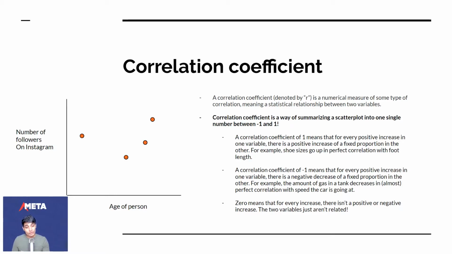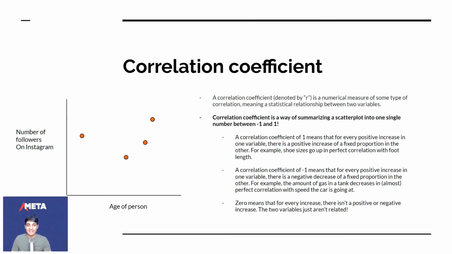A correlation coefficient of -1 means that for every positive increase in one variable, there's a negative change of a fixed proportion in the other. For example, the amount of petrol in a tank decreases in almost perfect correlation with the speed the car is going at. So the faster you go, the more your tank goes down, or the less fuel you have. So there's a negative correlation. 0 means that for every increase, there isn't a positive or negative increase. The two variables just aren't related. And that's our job, to find out whether they're related or not.